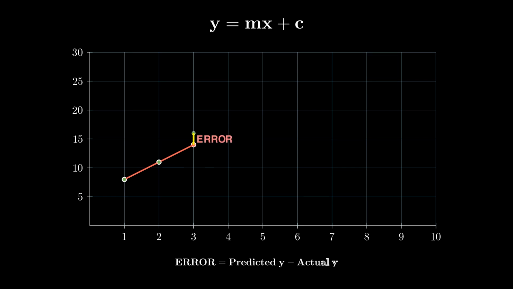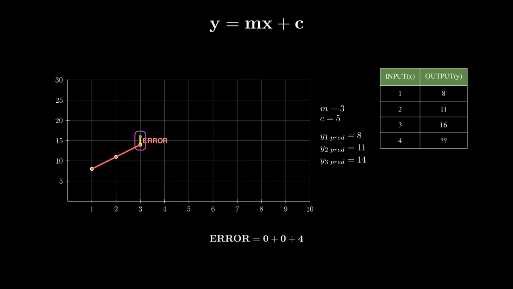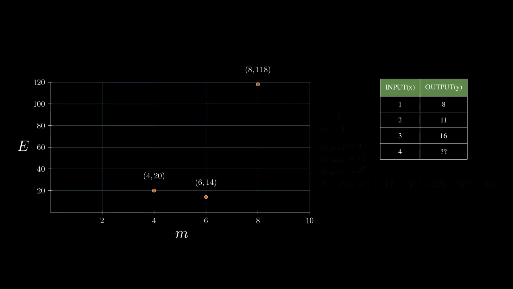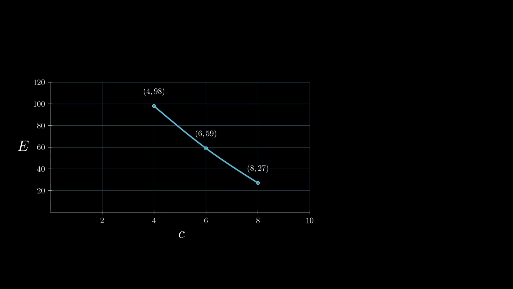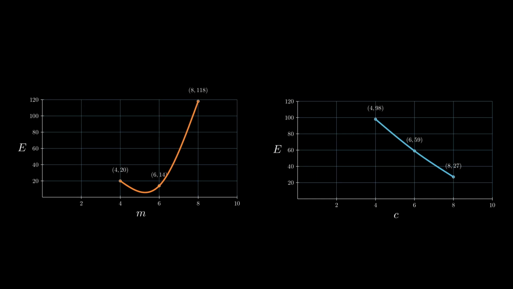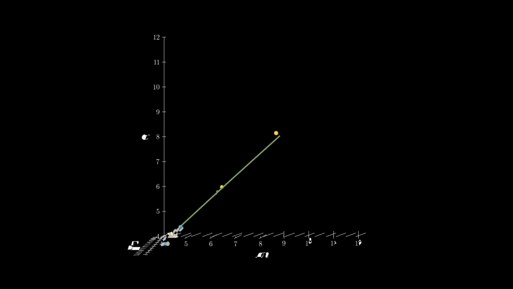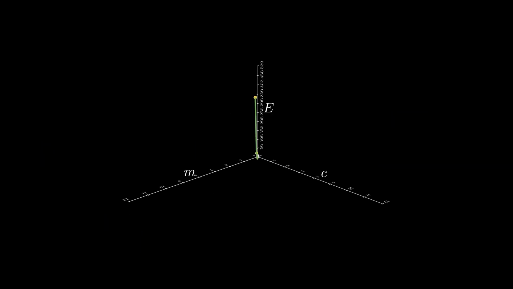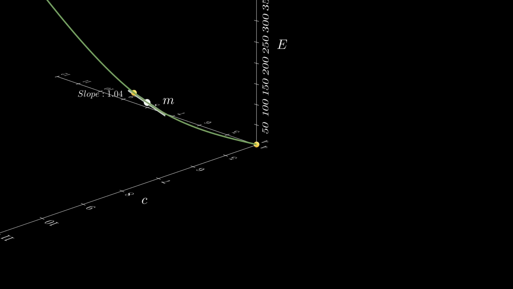We then measured the error at each point as the square of the difference between predicted and actual values, and added them up to get the total error. We experimented by changing m while keeping c constant, and vice versa, to see how the error behaved. This gave us two curves, showing how error depends on slope and intercept. Finally, we combined both into a 3D surface plot, showing how error changes with both parameters at once.